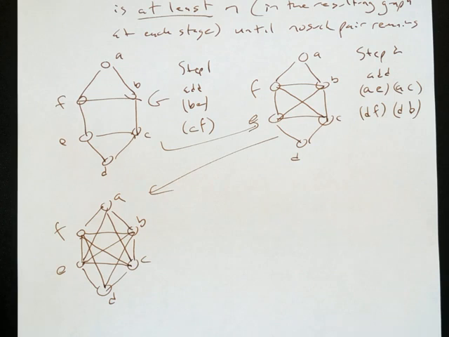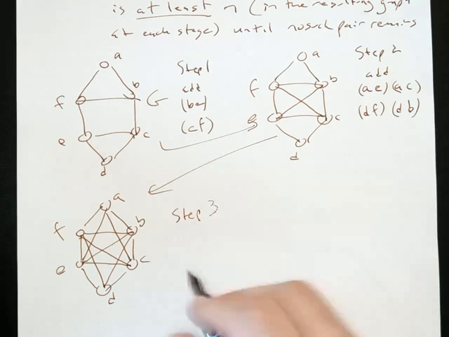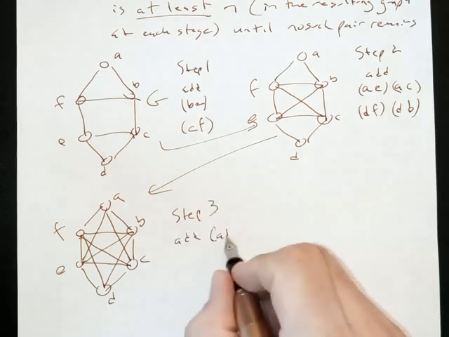E. F. There are only 6 vertices. Those are connected to everything now. There's nothing those are not adjacent to. Which means the only possible vertices that are still not adjacent are A and B. Are they adjacent? No. What's their degree sum? Which is bigger than 6. Degree at least n. Step 3. Add AD.